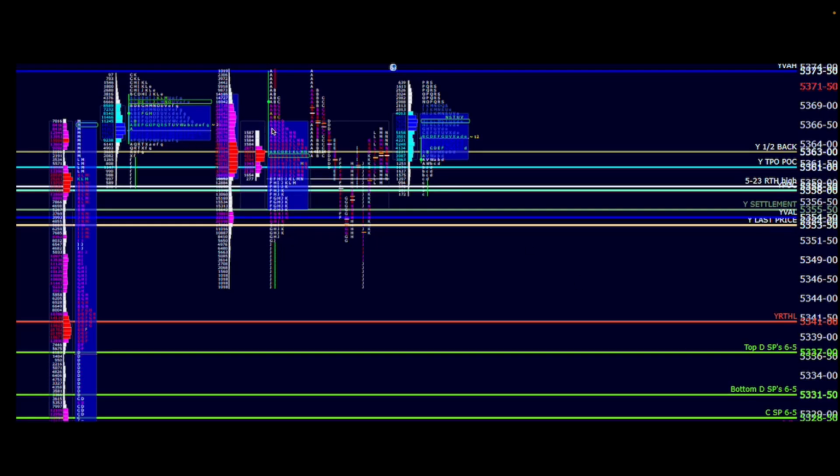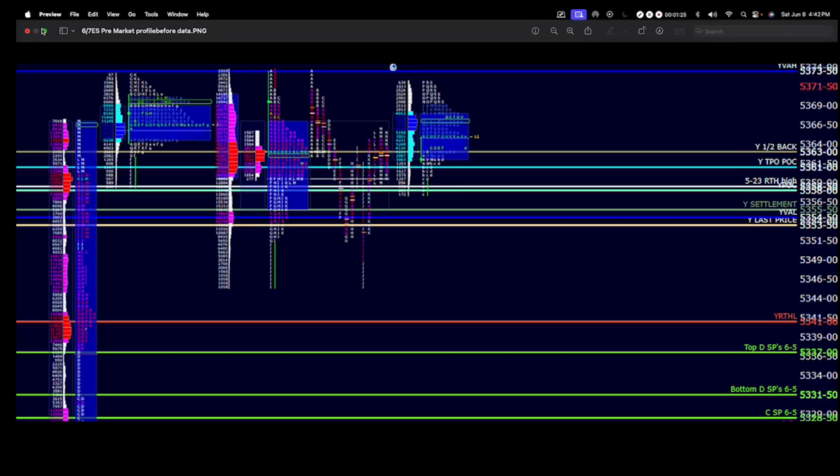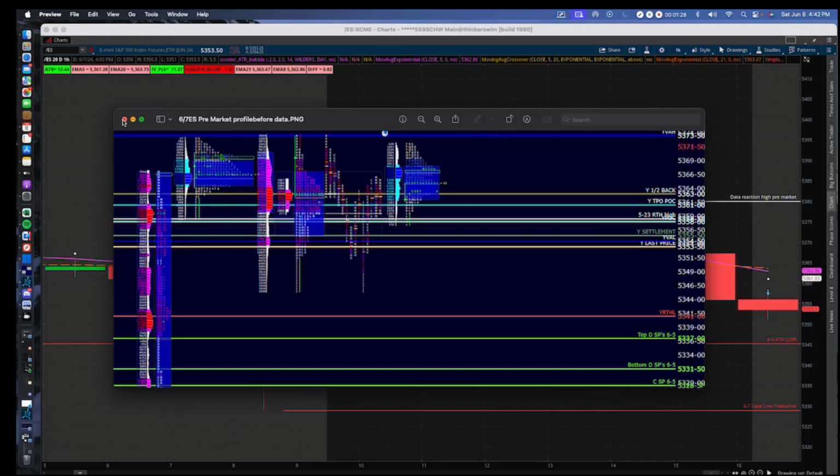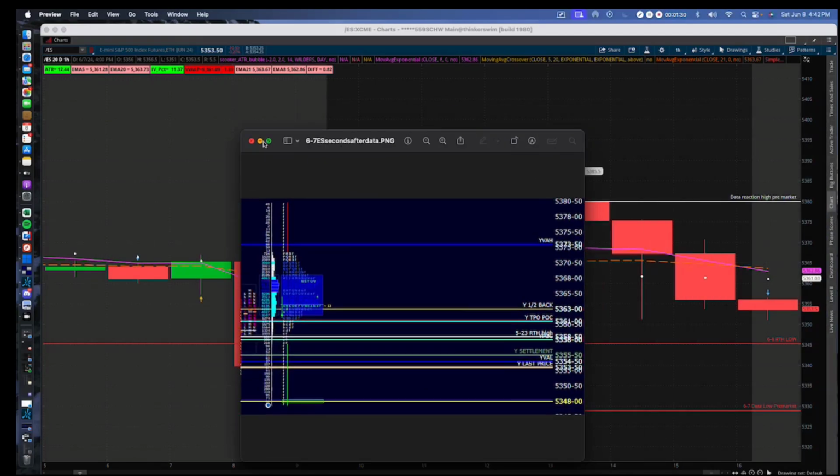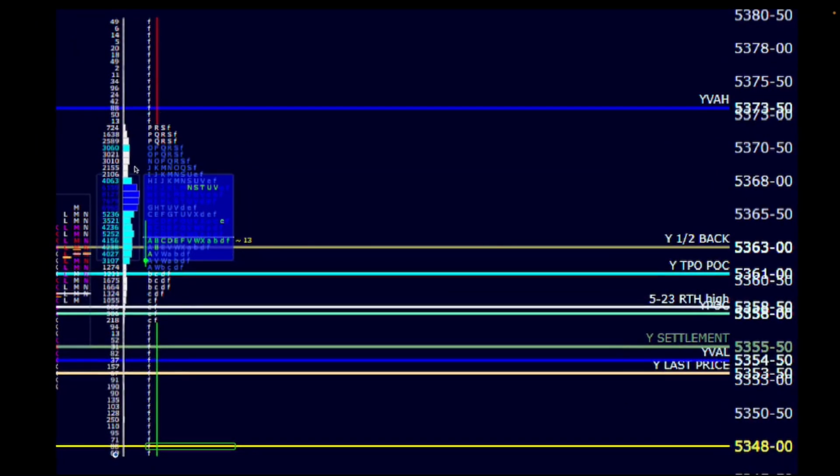Now, look at the value area, the blue shaded area where 70% of the day's activity took place, and how it was all very similar and unchanged. That means two-sided trade had been occurring, prices were being accepted at these levels, and as data came out, we saw something a little different. And that is what it looked like on the profile.